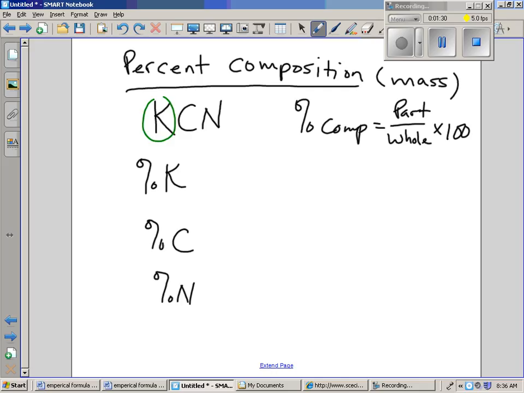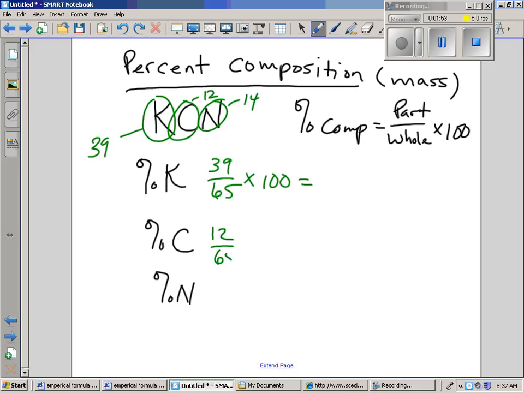So this is 39 on the periodic table. There's one carbon. It's 12. And this is 14. Do the math, that's 65, right? So 39 over 65 times 100. This one contributes 12 to the total weight of 65 times 100. And this is 14 over the total weight of 65 times 100.